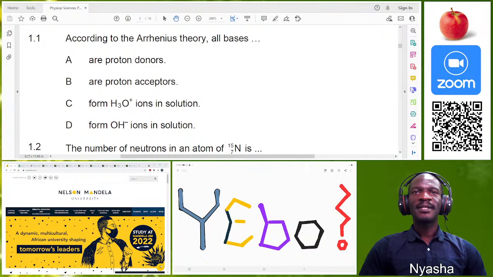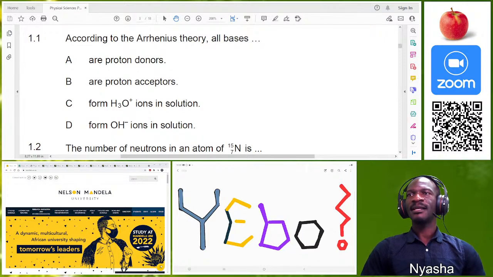There are some options available. The first option is bases are proton donors. The second option is bases are proton acceptors. The third one, bases form hydronium ions in solution. The last one, bases form hydroxide ions in solution. So that's the first question.